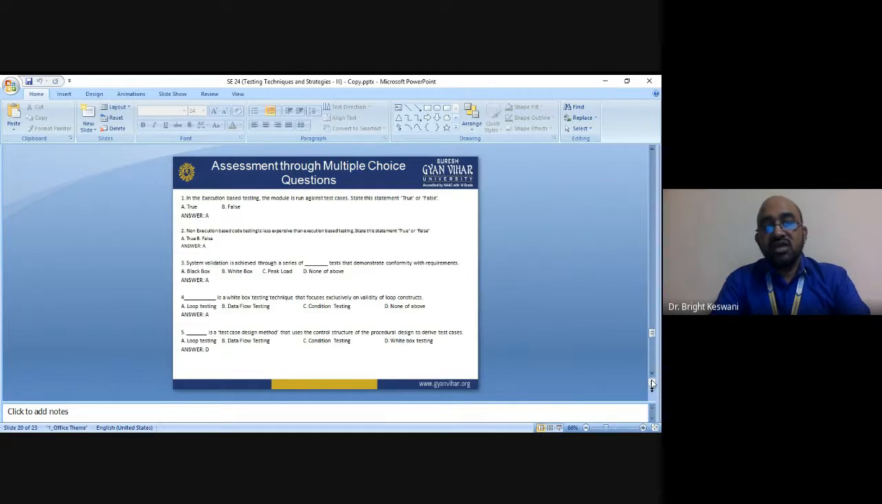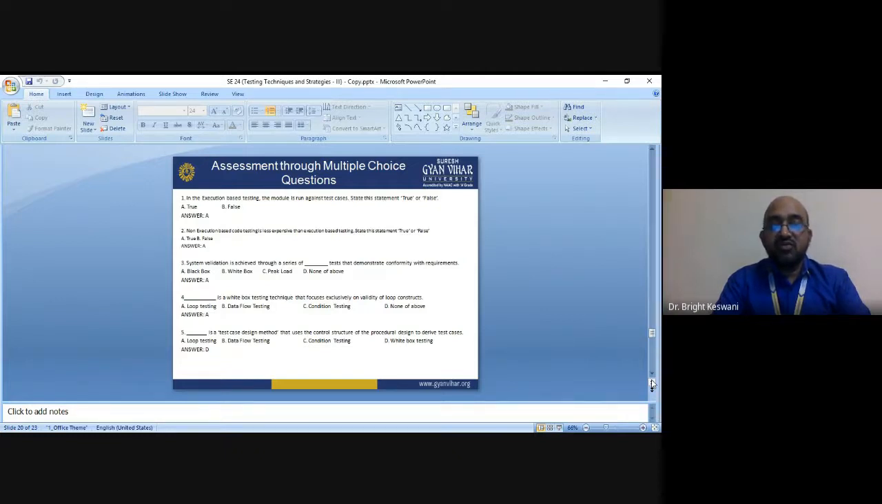Fourth question: dash is a white box testing technique that focuses exclusively on validity of loop constructs. Okay, the given options are loop testing, data flow testing, condition testing, or none of the above. The answer is loop testing.